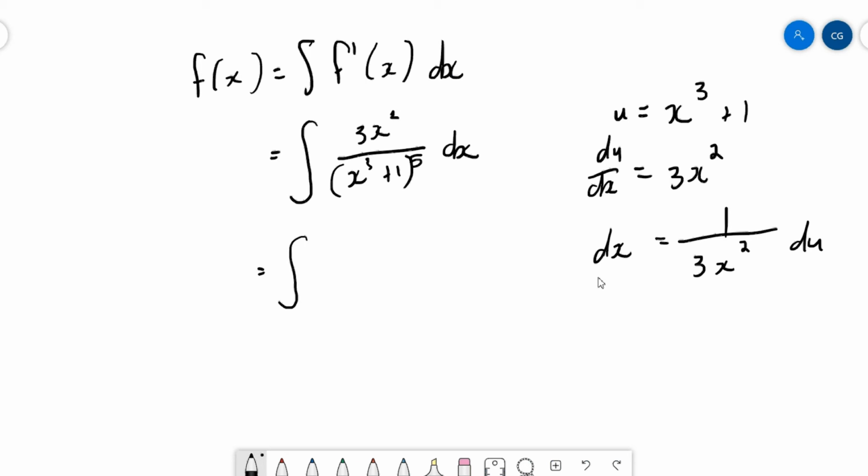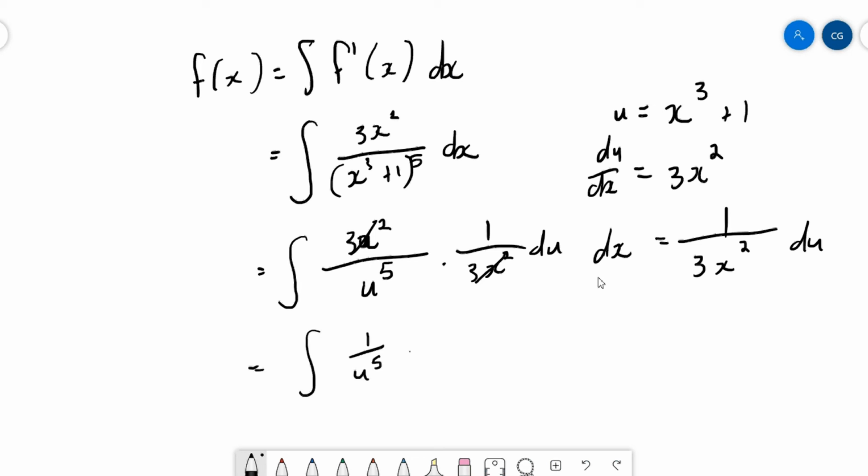So in my integral, I have my numerator, which is 3x squared over u to the fifth, times, now instead of dx, I can replace dx with 1 over 3x squared du. So the 3x squared terms cancel out, and I am left with 1 over u to the fifth du.